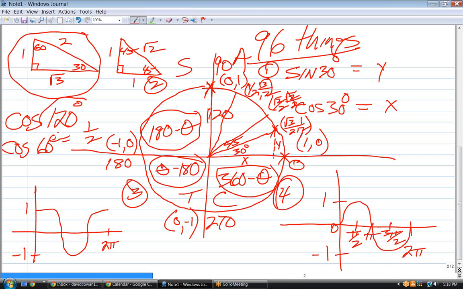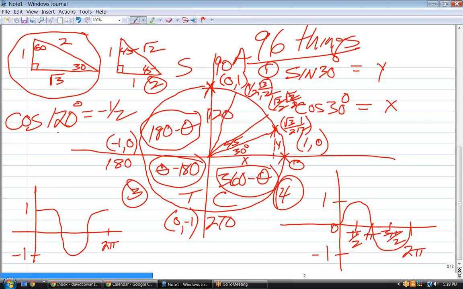Well, I'm in the second quadrant because it's 120. Only sine is positive in the second, so cosine must be negative. Boom, I'm done. So the cosine of 120 degrees is negative 1/2. That's the process I use no matter what quadrant you're in. Basically, you end up relating everything to a first quadrant number and then attaching the sign based on these 4 things: All Students Take Calculus.